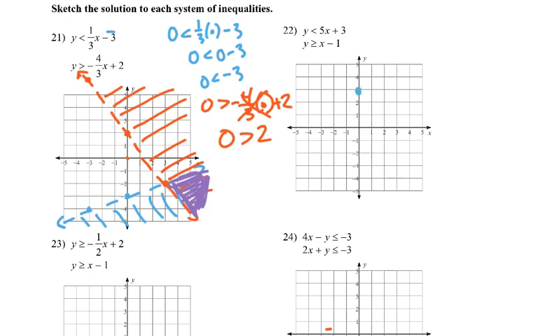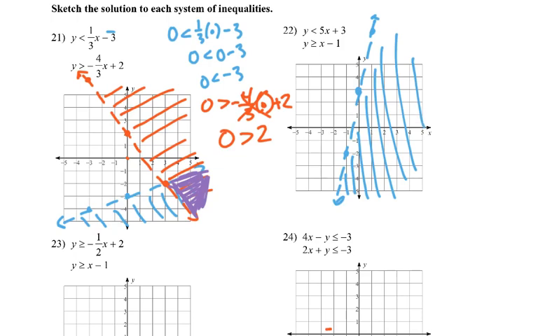+3. 5 means we go up 5 to the right 1, or down 5 to the left 1. There's no equal to, so it's a dotted line. Y is less than, so I would probably shade down. If you need to, 0 is less than 5 times 0 plus 3. Is 0 less than 3? It is, so I was right.